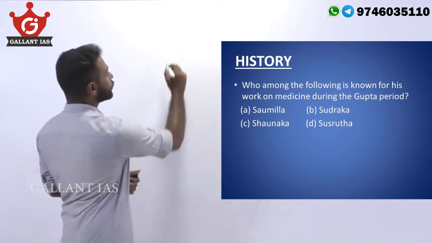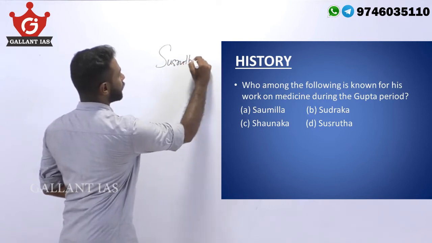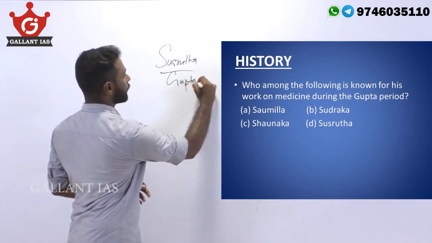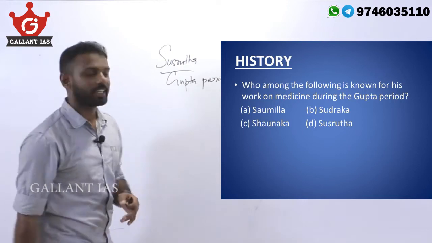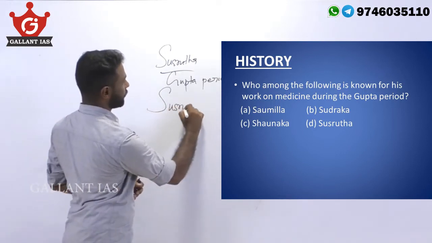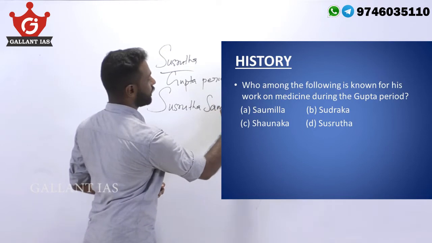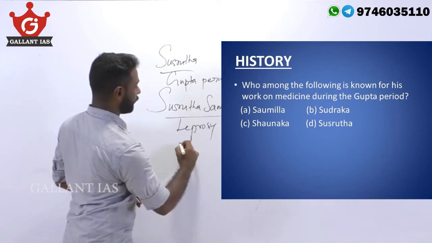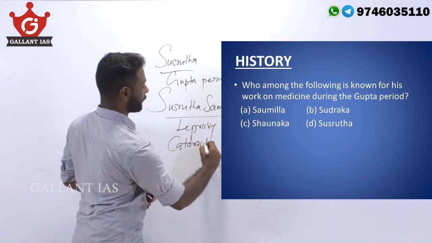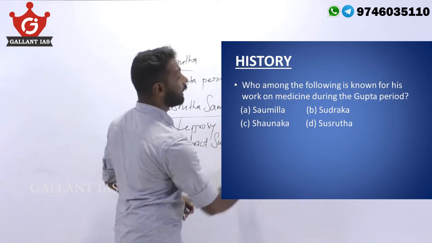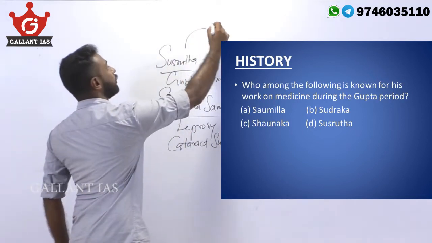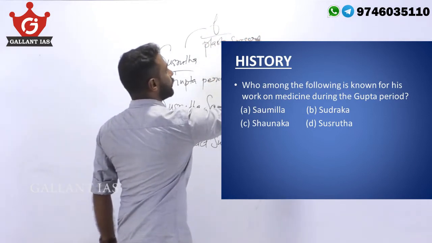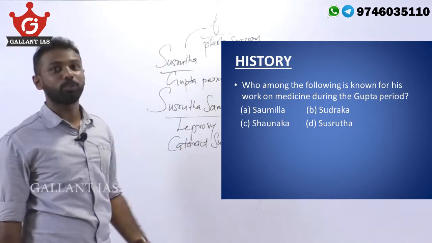Regarding medicine, it is Sushruta. He is one of the best surgeons during the Gupta period. And his famous work is Sushruta Samhita, in which it mentions leprosy and even cataract surgery. Sushruta is also known as the father of plastic surgery. So Sushruta is the man who is associated with medicine during the Gupta period.